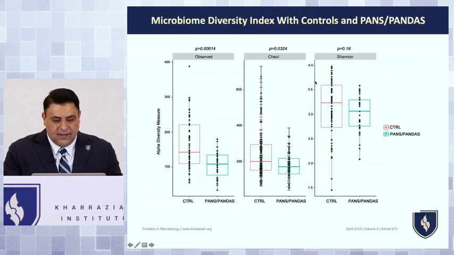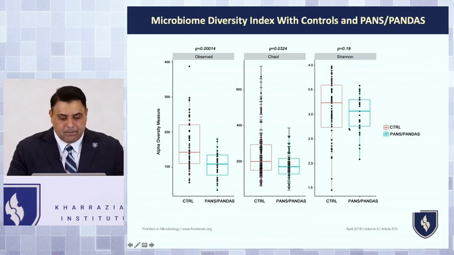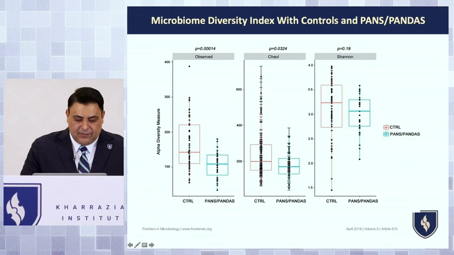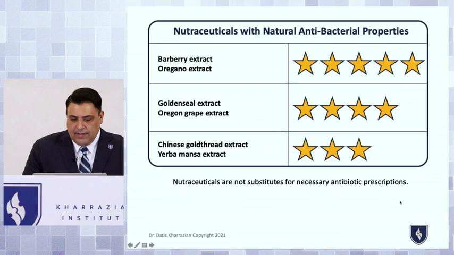And when they look at the microbiome diversity index with controls in PANDAS-PANS patients, there's a huge difference there as well. So you see statistically significant changes in the microbiome diversity, the alpha diversity scale here, control with PANDAS and PANS, control with PANDAS and PANS as well.